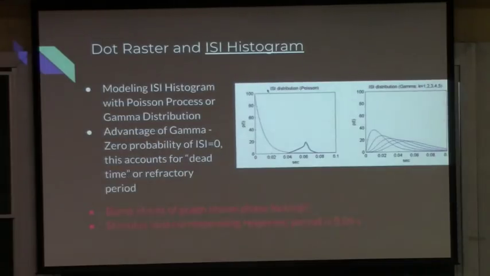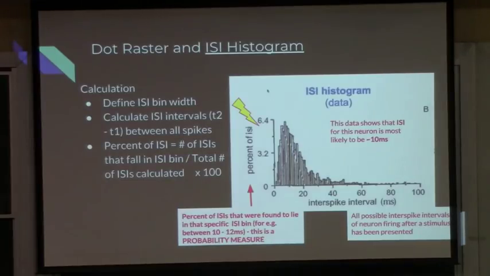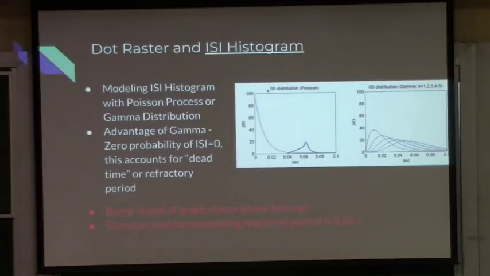Okay. So basically now, since this is a probability measure, it is possible for us to fit this curve with a Poisson function or with a gamma distribution. The difference between using Poisson and gamma is that in Poisson it would look like that, wherein you're saying, okay, at 0 ISI, I have this really high probability of my ISIs falling within that bin width of 0 to something.